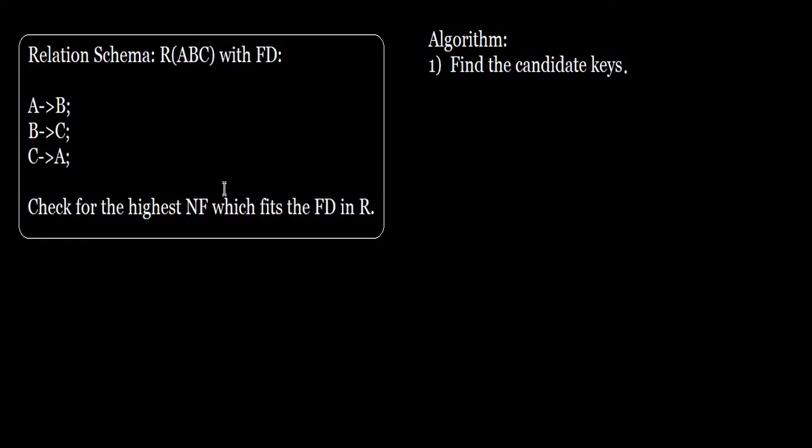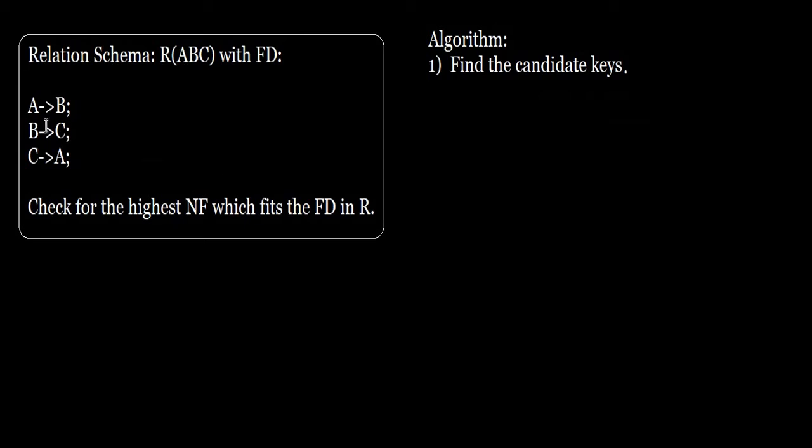Now let's take this problem. There's a relation given R(A, B, C) with functional dependencies: A determines B, B determines C, C determines A. Check for the highest normal form which fits the functional dependency in R. Here is the algorithm. First you need to find the candidate keys. Let's find out the candidate keys of the relation with the functional dependencies.